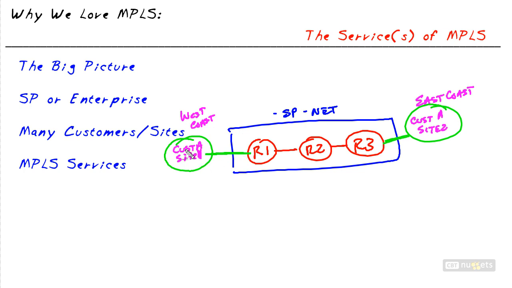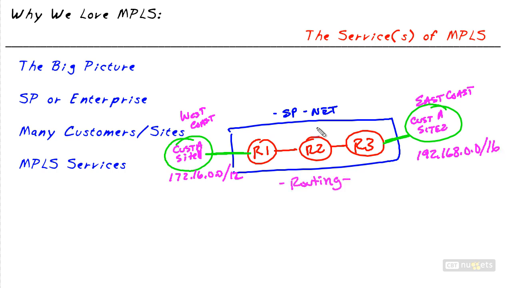And let's say that customer A is using the address space of 172.16.0.0/12, which is the RFC 1918 private address space. They're welcome to use that. And let's say over at site 2, they're using 192.168.0.0/16, and anything that falls within that range.